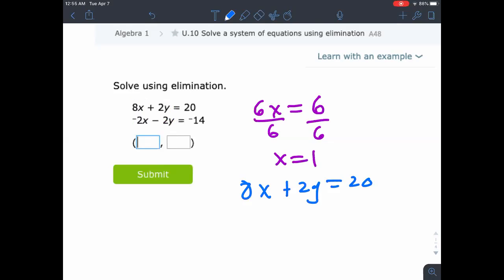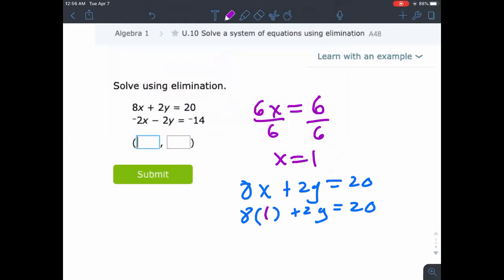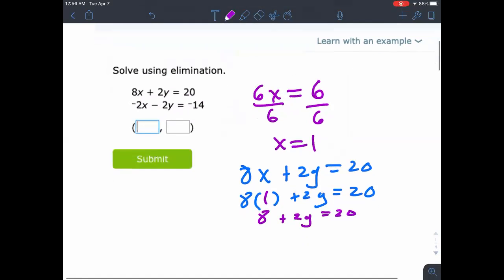Next, we take one of the original equations, such as the 8x plus 2y equals 20. I could have also used the other one. It doesn't really matter. It's up to me. And I'm going to take that 1 that we just got, and plug it in where the x is in the equation. So x equals 1, so I put that 1 right here. 8 times 1 is 8, plus 2y equals 20. And then I just continue to solve.